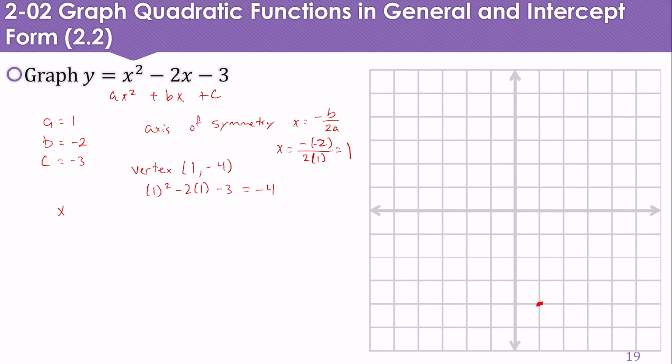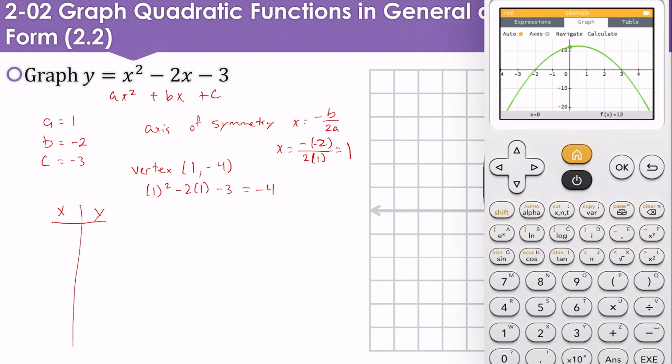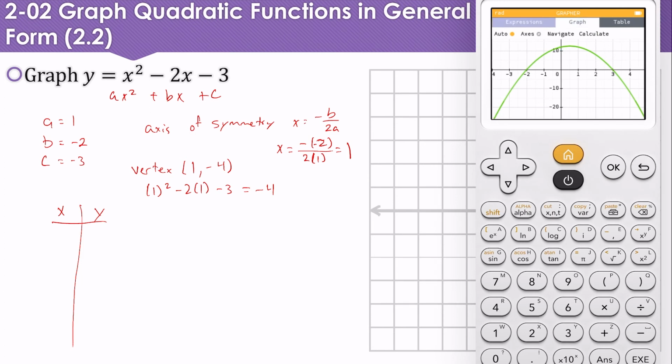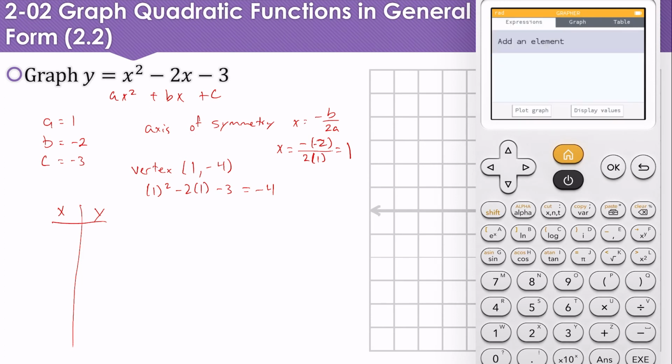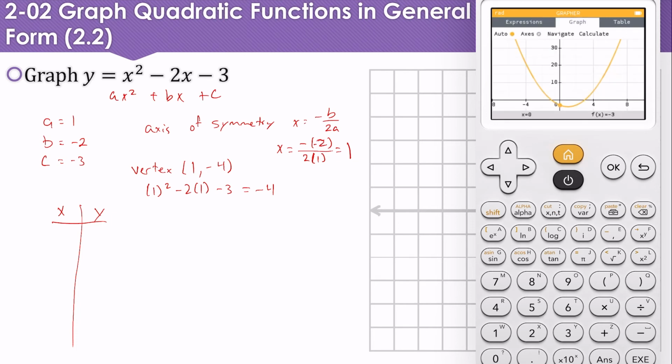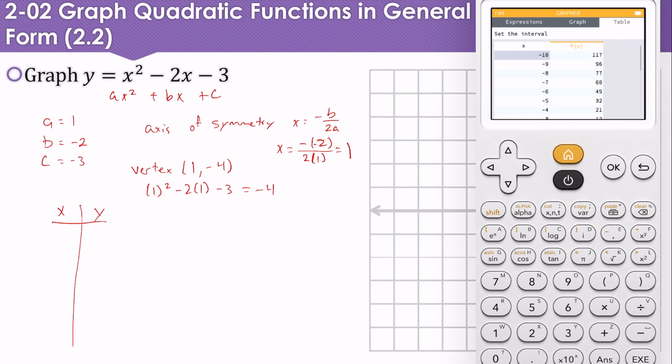So the rest of it is to make a table. Let's bring the calculator back out. Let's put in our new equation: x squared minus 2x minus 3. If you want, we can look at the graph, but that's not going to be useful for us because we have to actually plot the points. We're going to go to the table.